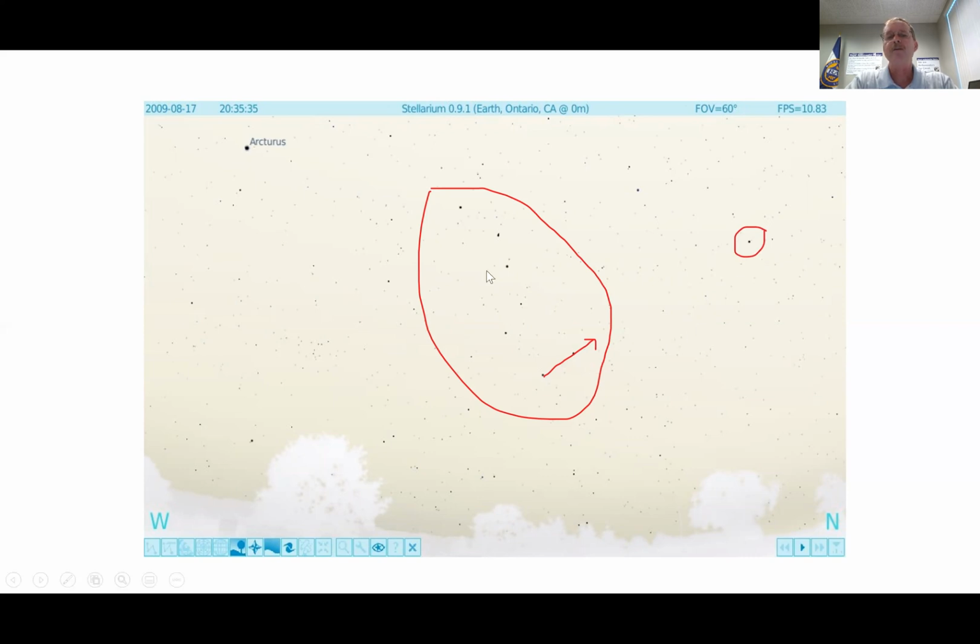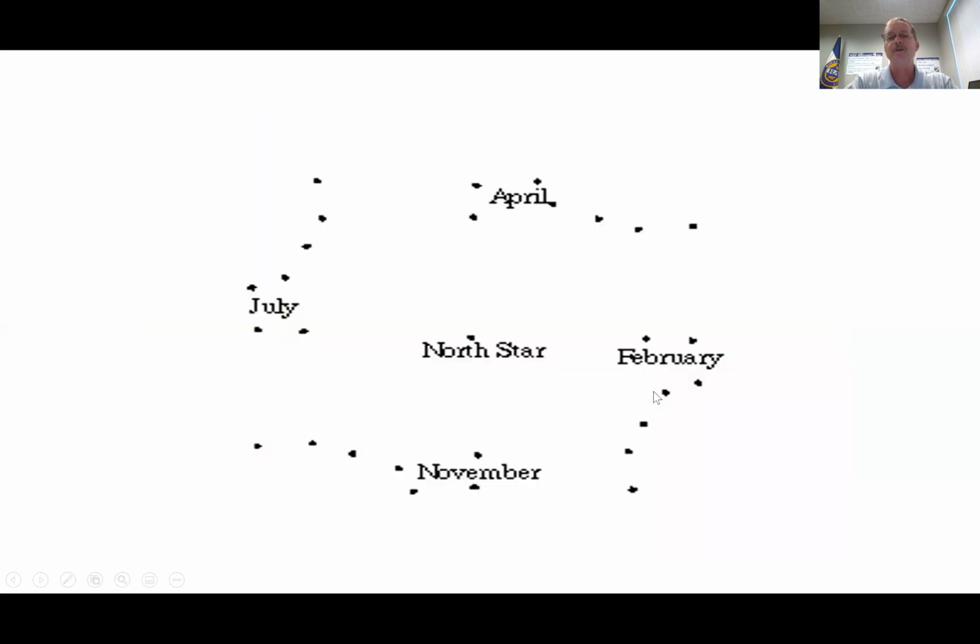Okay, now you notice, like I said, in this picture, the Big Dipper is not in the same position. In our previous one, it was up here above the North Star. Now it's over here on the side. So let me show you a picture here. You're obviously not going to see 4 Big Dippers in the sky, but depending on what time of year it is, it's going to be in a different place.